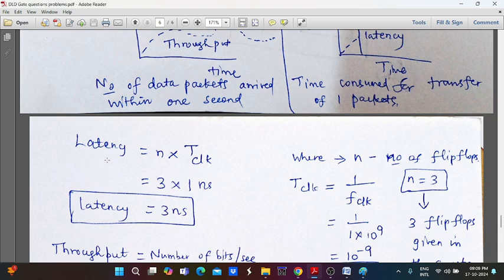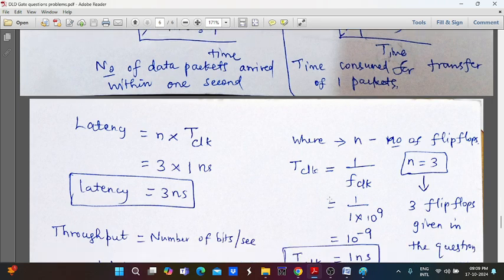So the latency can be determined with the formula n times T clock, that is the clock time period, where n is the number of flip-flops. So in this example, there are 3 flip-flops, so we denote n equal to 3. T clock can be defined with the help of frequency. T is inversely proportional to frequency. So T clock is equal to 1 divided by F clock. In this example, F clock is given already.